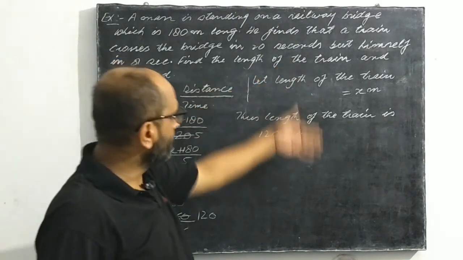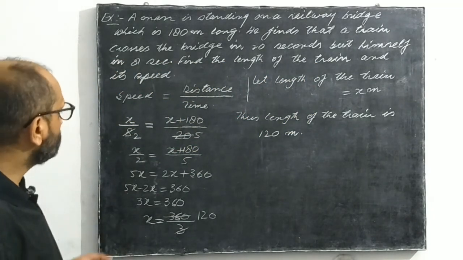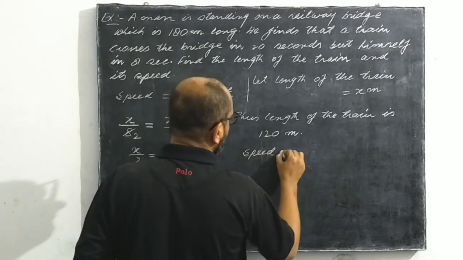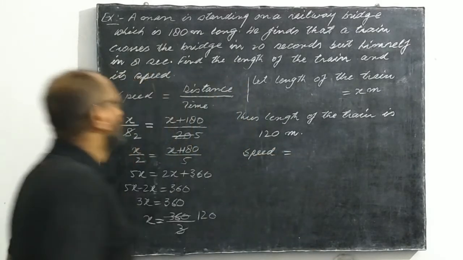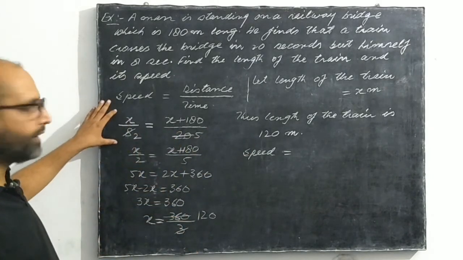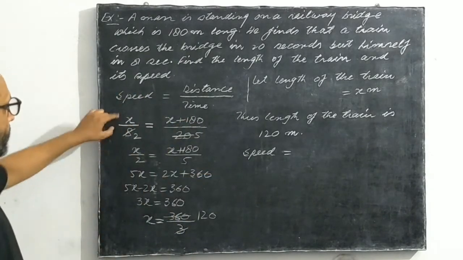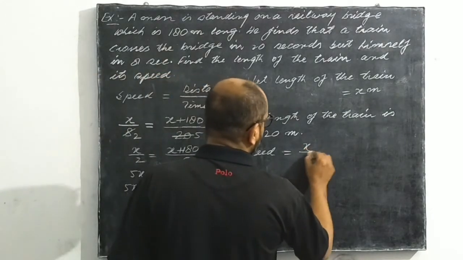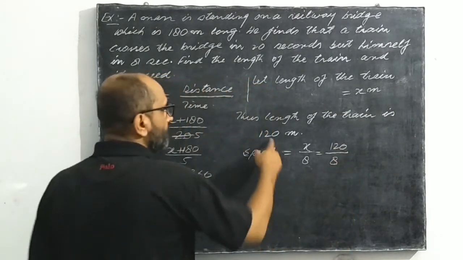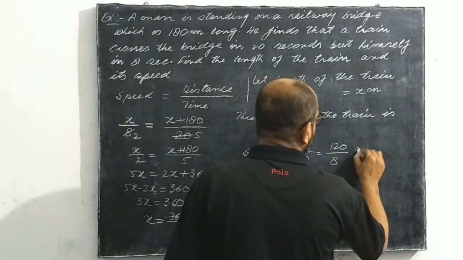Next thing required, find the length of the train, we have found, and its speed. So what we have to do now is find the speed of the train. To find the speed of the train, we may substitute x is equal to 120 either in the left hand side of this expression or on the right hand side, because both are speeds as we have discussed earlier. So x upon 8, and x is 120, so write down 120 upon 8. Since distance is in meters and time is in seconds, the unit of the speed becomes meter per second.